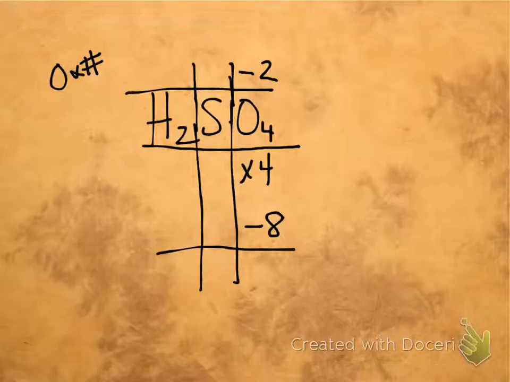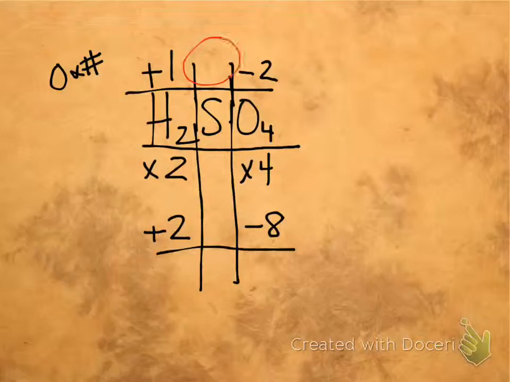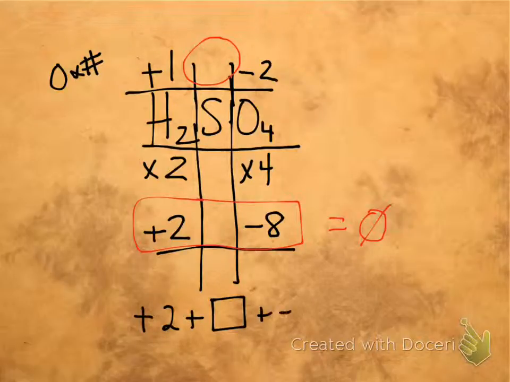We also have a rule for hydrogen. What's the rule for hydrogen? +1, yeah. And there are 2 hydrogen. So here we have +2. Now, this is our big blank. So what we know is that whatever number goes there has to make the algebraic sum equal 0. So we, in essence, have positive 2 plus x plus negative 8 has to equal 0. What's that number on sulfur? 6. So we have to have a plus 6 here.